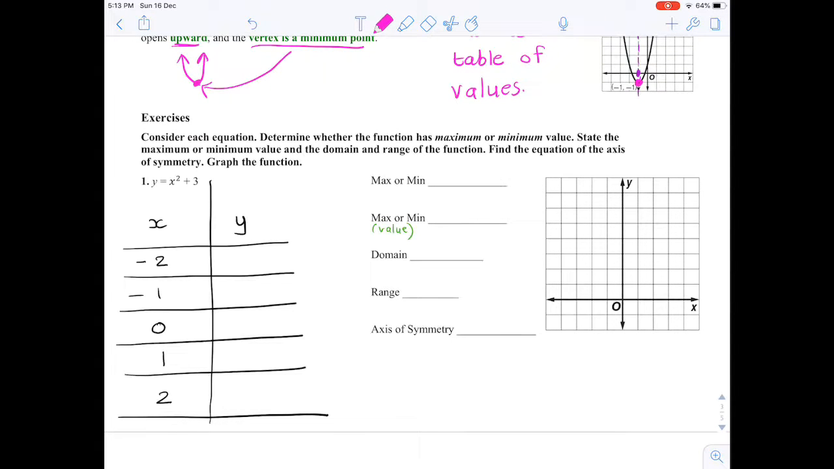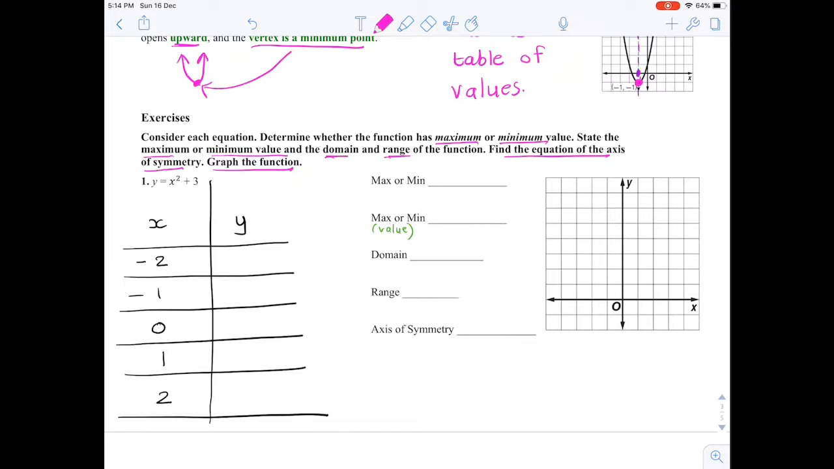Consider each equation. Determine whether you are looking at a graph that will have a maximum or a minimum value. Give me that maximum or minimum value as an ordered pair, and then tell me the domain and the range. Okay, and also find the equation for the axis of symmetry and graph the function. Phew, that's quite a lot to do. Okay, so if I look at that equation, what is it?